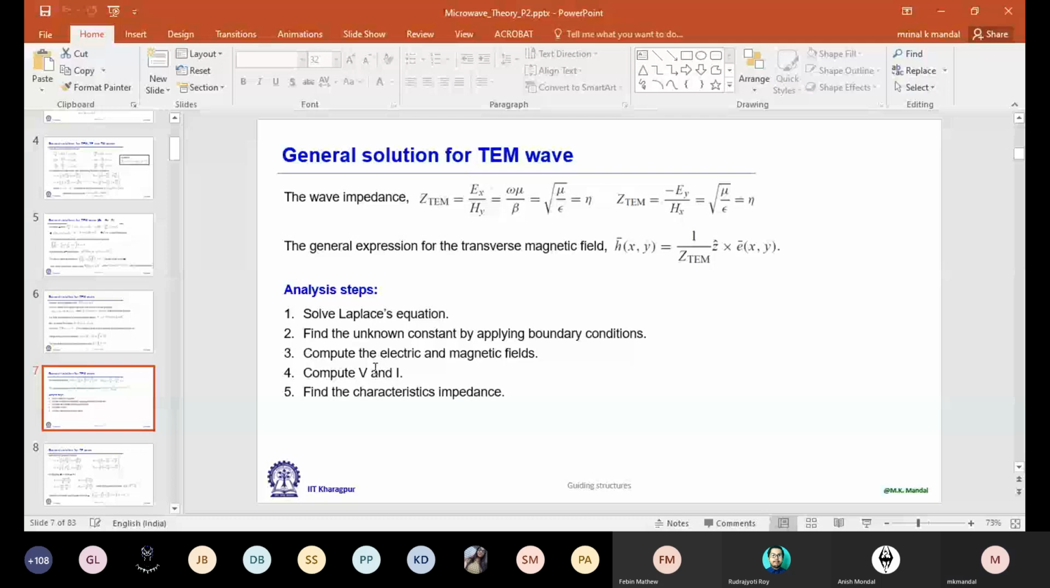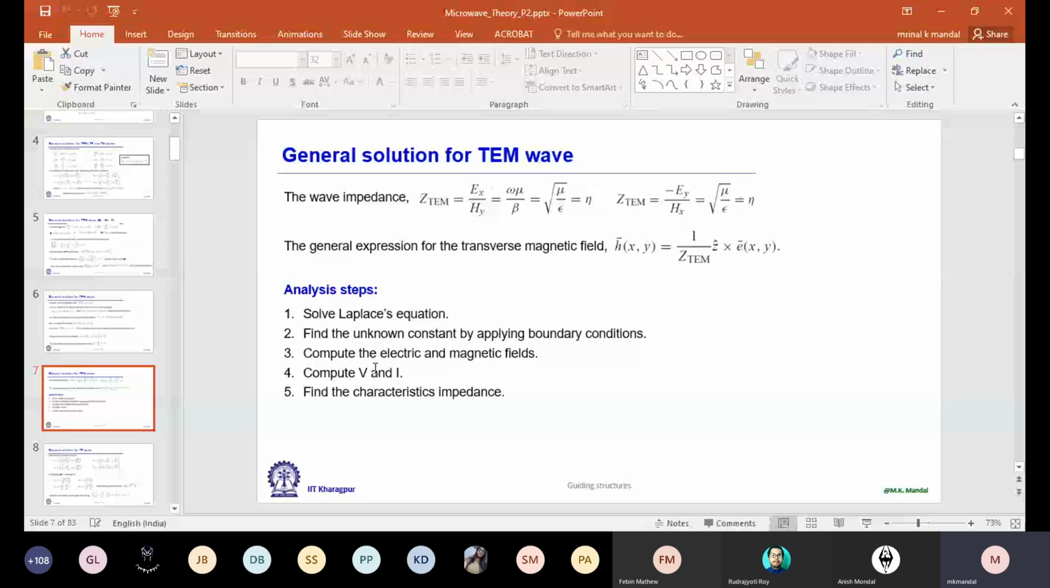Then there will be some unknown constant. Apply the boundary conditions to find out these unknown constants, and then we can represent the electric and magnetic field in space. For TEM case, we will see soon that we can define voltage and current on a given cross-sectional plane. So since V and I we can determine, then we can also write down the characteristic impedances.